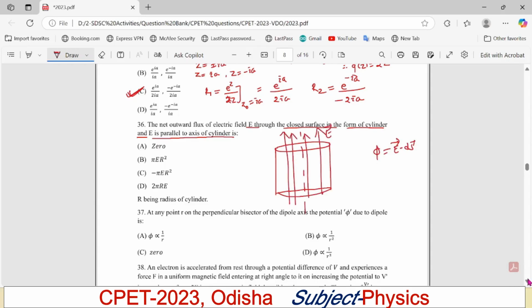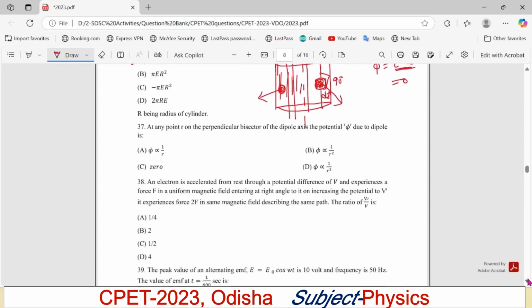This is the electric field vector direction, and somewhere, suppose I consider this area, the area vector is along this way. So what is the angle? The angle is 90 degrees. That means wherever I consider the area, it is perpendicular to this E. So E dot dS, suppose I consider this area dS, will be 0. So the net flux will be 0 for this surface by considering this vector field. So option A is the correct one. Very simple question.